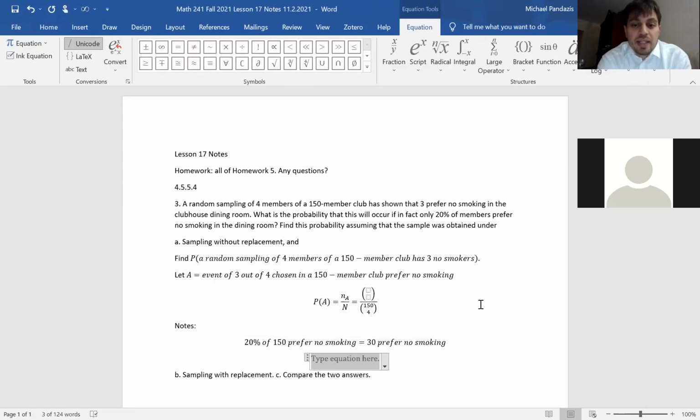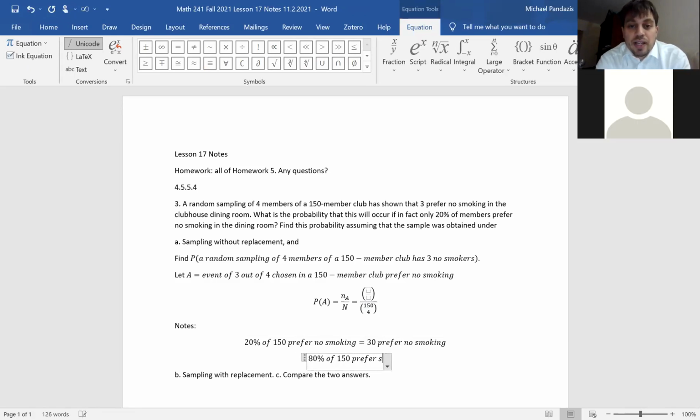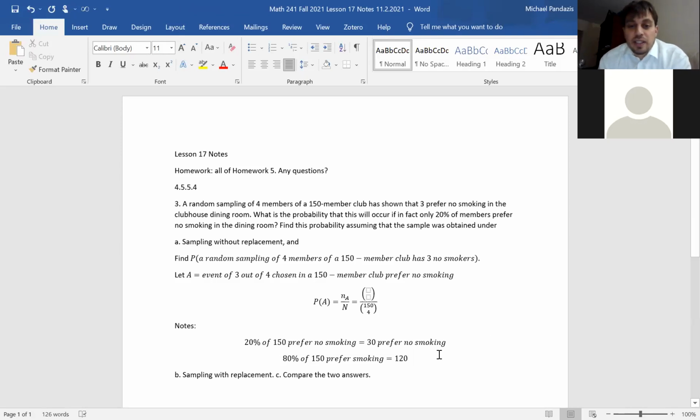So that means that since 20% prefer no smoking, 80% of 150 prefer smoking allowed. That's just the rest of it. So that would be 120, right? Because 30 plus 120 is 150. So 120 prefer smoking allowed.